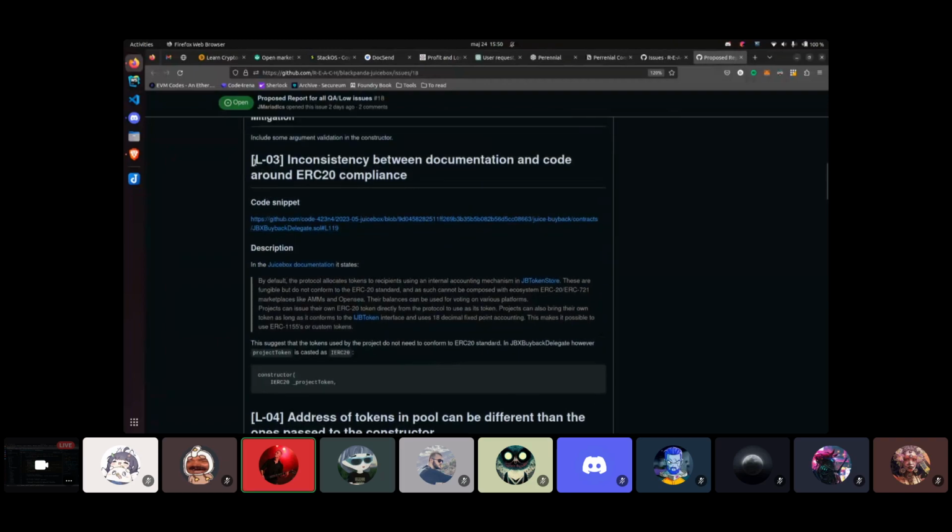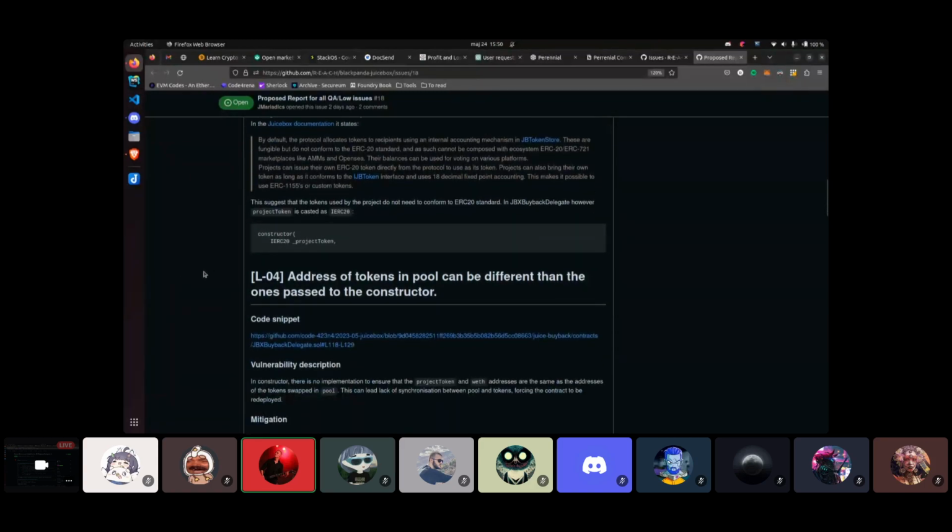Okay, so this is an additional low. In their documentation, they state that their JB tokens are not compliant with ERC20, thus they cannot be used in any AMMs. However, in the code, we see that JB token is actually ERC20Votes by OpenZeppelin. So actually, it is compliant. So yeah, we just pasted it here.